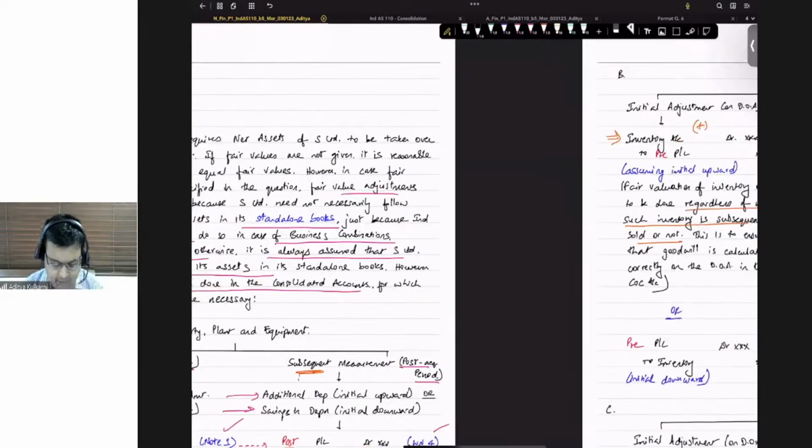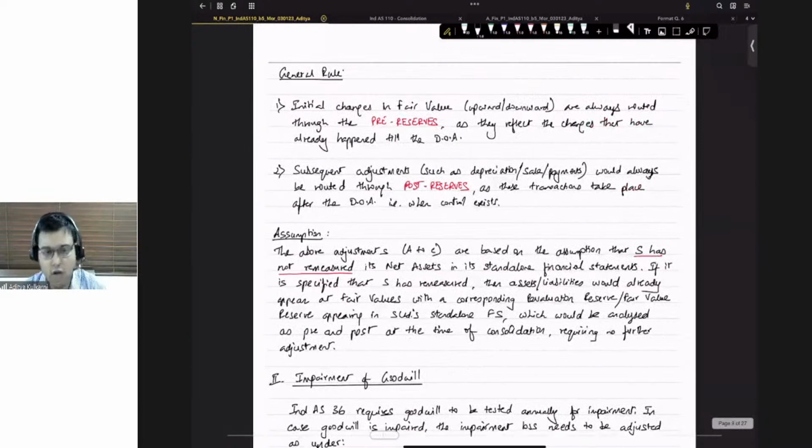These are the impacts. A general rule is given, which will always hold true. Initial changes are done through pre-acquisition reserves. Subsequent adjustments like depreciation, sale or payment of payables are done through post reserves. So this is how you will remember it. Easy to remember. The concept is what we have discussed in detail. So just go through these rules. You should be fairly fine with the rules.